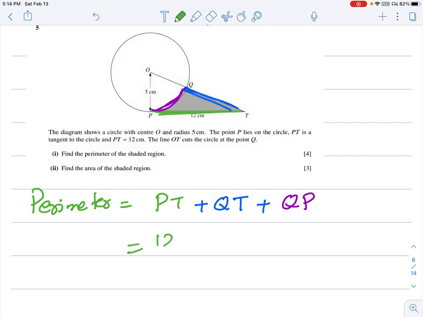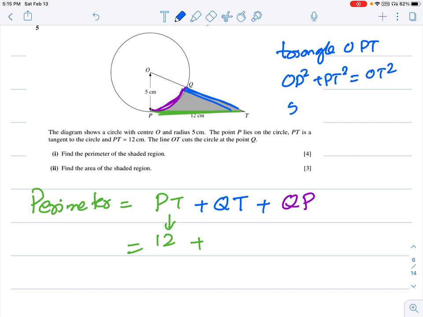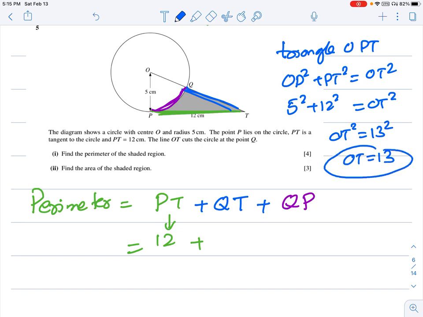PT is already 12. QT, I have to find QT. So what I can do, I can consider triangle OPT. OP square plus PT square is equal to OT square. OP square is 5 square, PT square is 12 square, which is equal to OT square. So OT square is equal to 13 square, OT is equal to 13. OT is 13, so this total is 13, but the radius is 5, so the remaining part will be 8. So QT is 8.